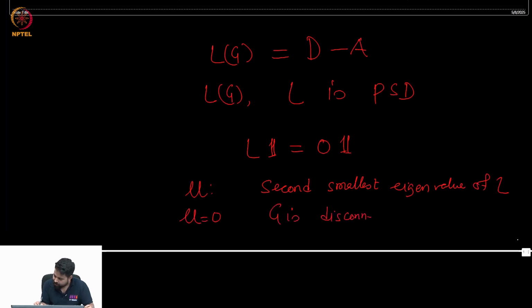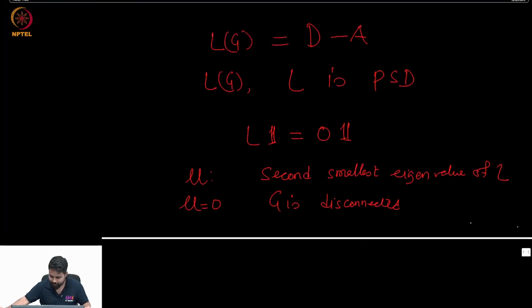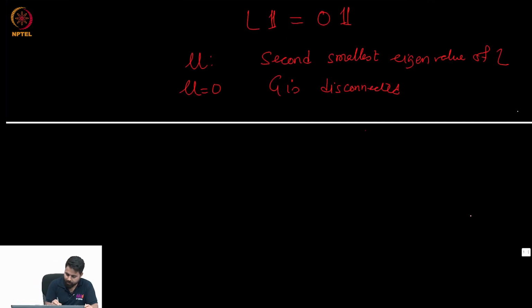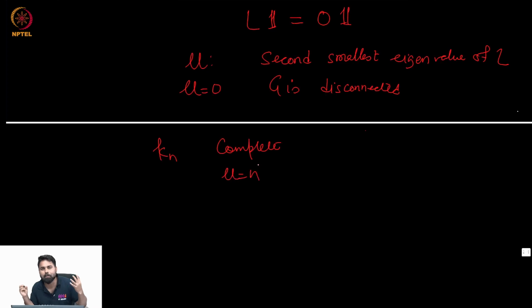Why does it happen? We have already proven that the multiplicity of 0 as an eigenvalue tells us the number of connected components. So if the multiplicity is k, there are k connected components. If mu is also 0, there is more than one connected component, so the graph is disconnected. And by the way, what about the mu of K_n, the complete graph on n vertices? If you check this, the mu is nothing but n, the best possible.